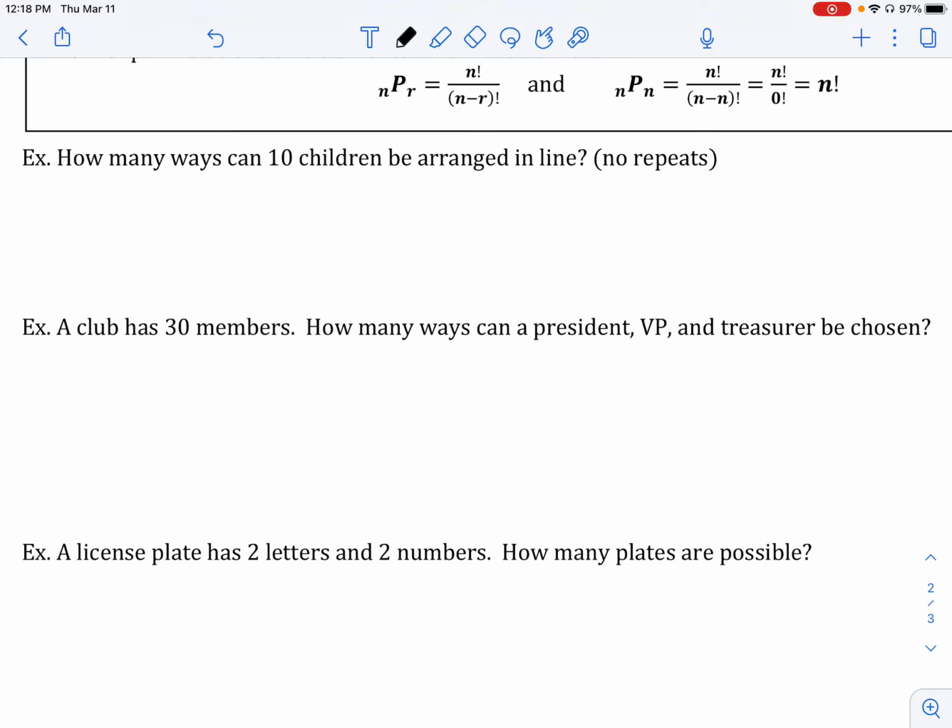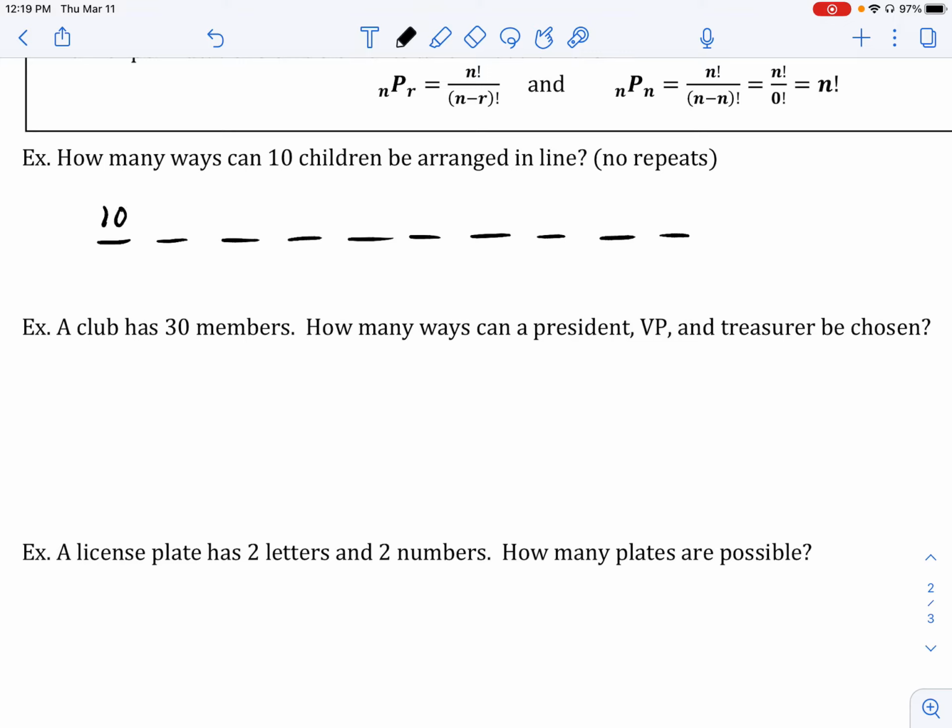So let's look at this first problem. It says, how many ways can 10 children be arranged in a line? So imagine you have a group of 10 children and you need to put them in a line. I want to show what this means in terms of the arrangement first, and then show how we would do that using the nPr formula. First off, in the first spot, we have a group of 10 children that we can choose from. So we can put any one of those 10 children there.